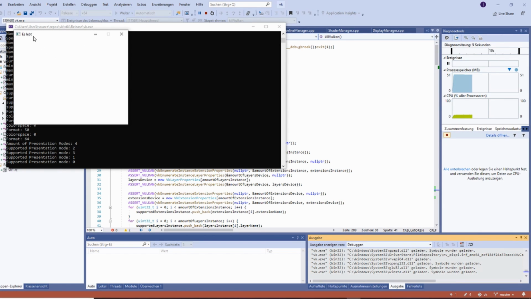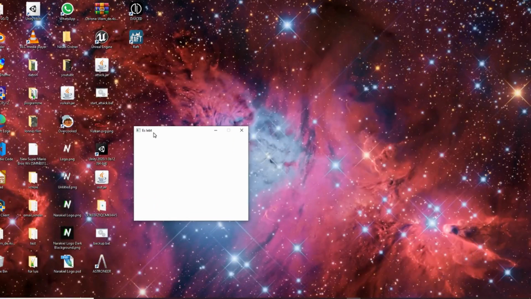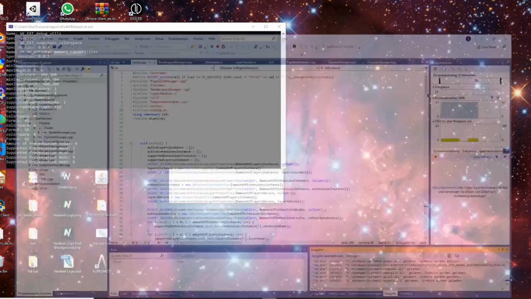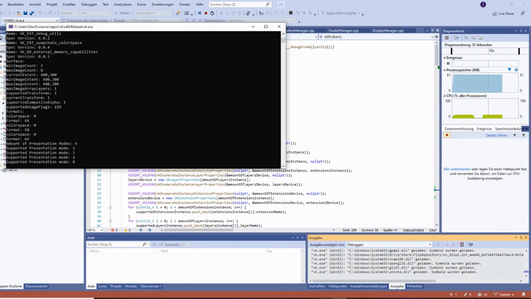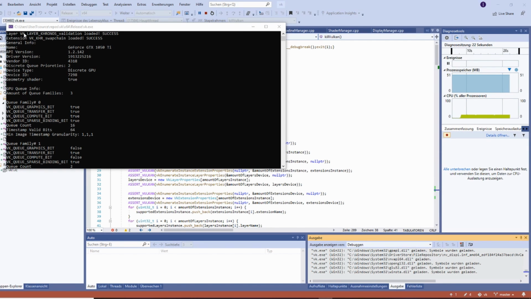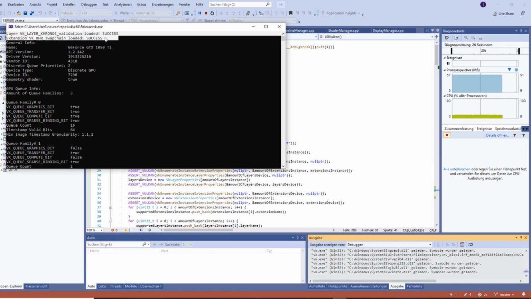So I call it "asleep", that's German for "it's alive". Oh, well, one moment, I closed this accidentally. And yes, you can see it prints out tons of information. This is a little validation stuff I wrote. Validation layer was loaded, swap chain was loaded.